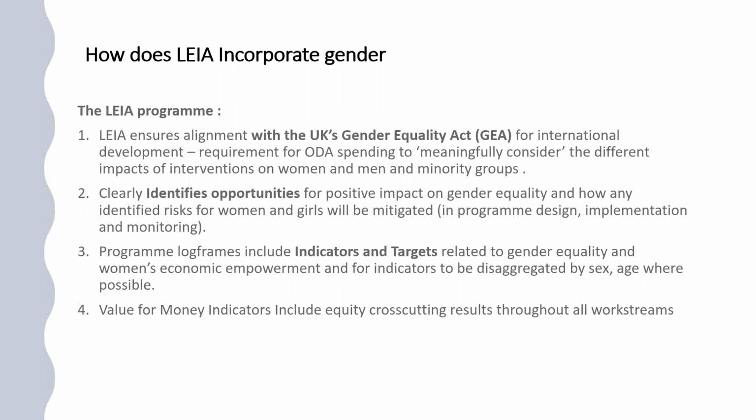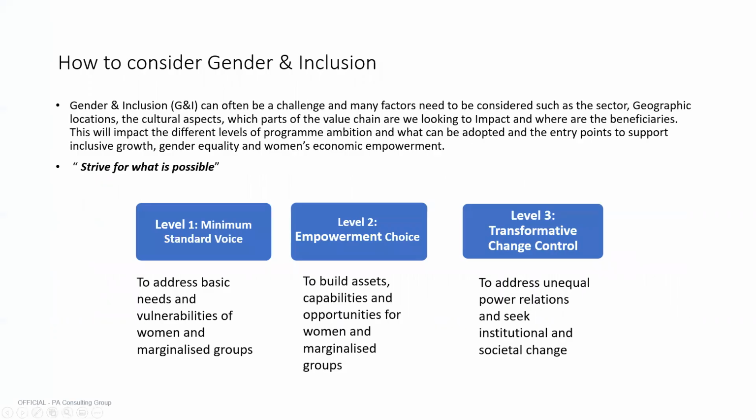The fourth way that LAYER incorporates gender is also looking at value for money. So we look at cross-cutting indicators across all of our different projects and work streams, and we look at how we can make the most of the money that we have, or our project spend, to make sure that individuals benefit the most and get the most value out of the projects we're implementing. Okay, now let's go to the next slide.